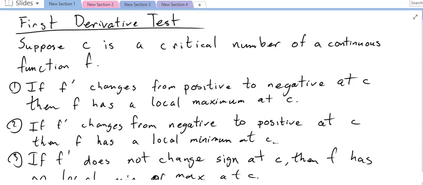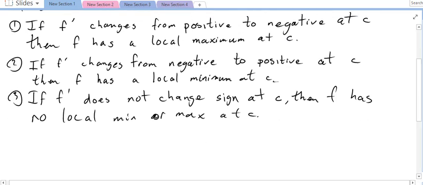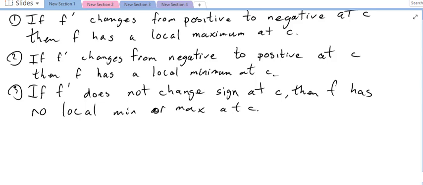Building off of what we looked at with increasing and decreasing functions, we're now going to discuss what's called the first derivative test. So suppose that c is a critical number of a continuous function f. If f prime changes from a positive to a negative at c, then f has a local maximum at c. If f prime changes from a negative to a positive at c, then f has a local minimum at c. And if f prime does not change sign at c, then f has no local min or max at c.